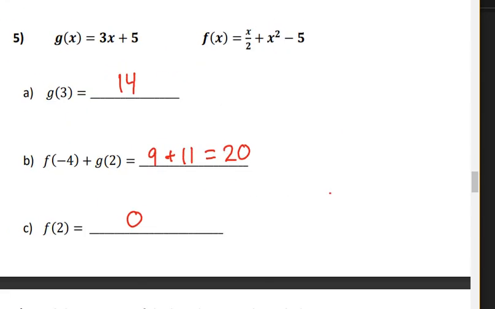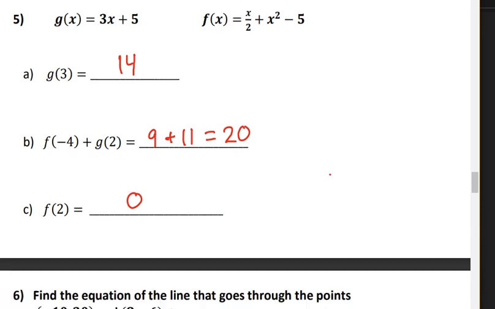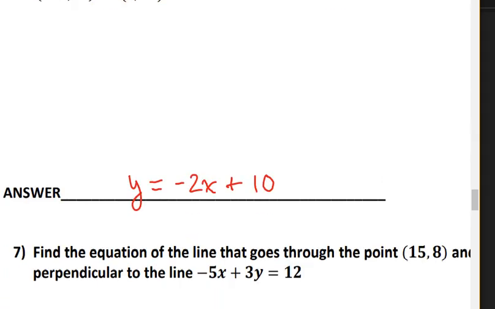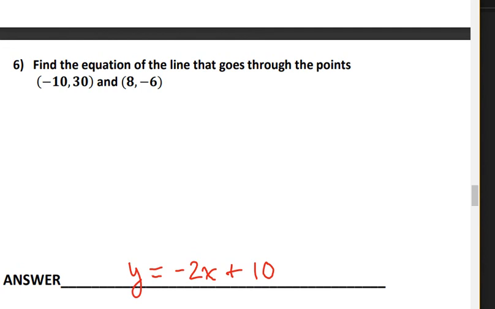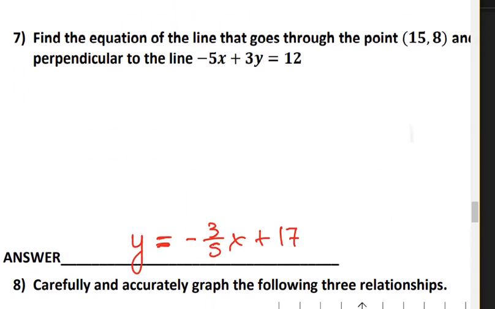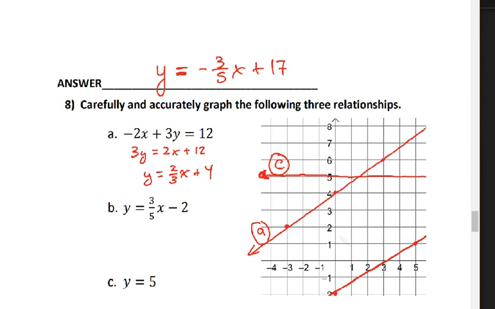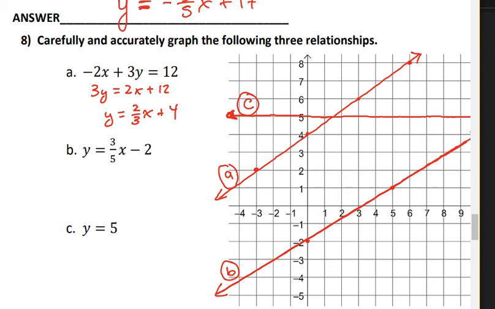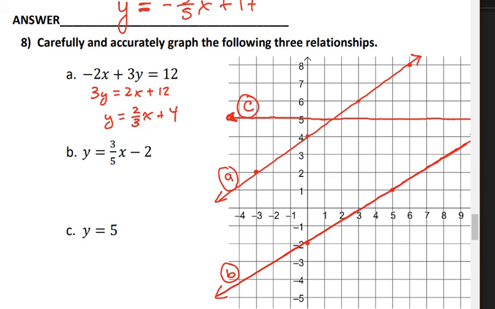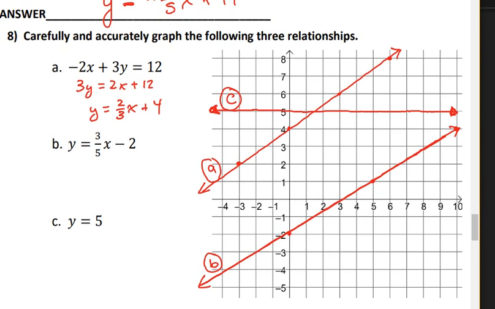For 5, A was 14, B was 20, and C was 0. The answer to 6 is y equals -2x plus 10. For 7, the answer is y is equal to -3/5 x plus 17. There are my lines, and that's important that they're in the right spots. So you can see those graphs.